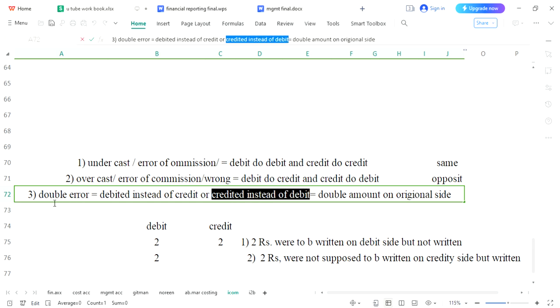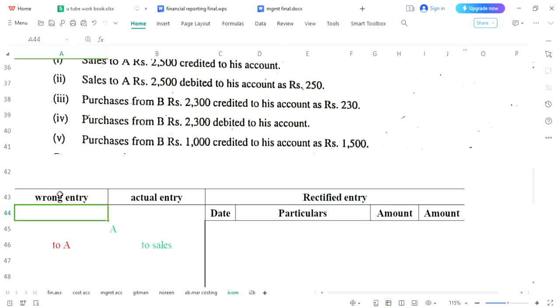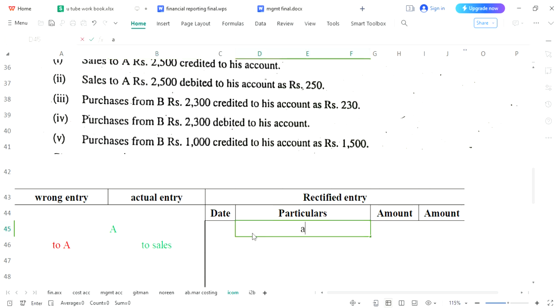So what we will call it is double error. There are 2 mistakes we have done. First, we were required to write A on debit side, but not written. How you would solve it? You will write A on debit side, and you have another mistake. First mistake has been rectified, but second mistake is you have written this A on wrong side, on credit side. So you are needed to rectify it as well.